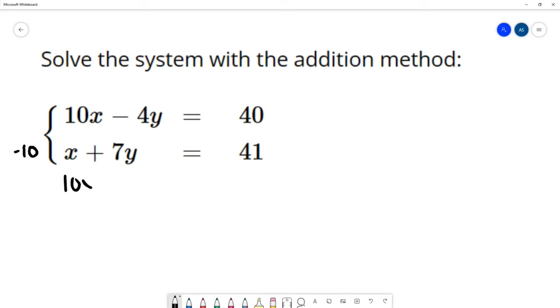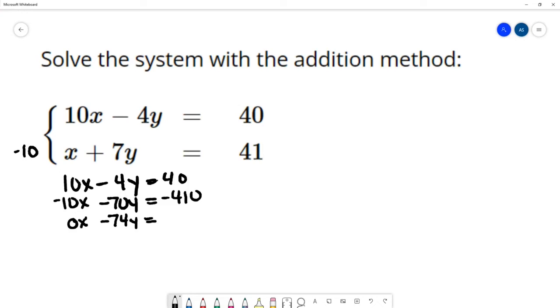The first equation is going to stay the same, 10x minus 4y equals 40. The second equation will multiply every term by that negative 10, and that will give us negative 10x minus 70y equals negative 410. Now we'll add our equations together, adding all those like terms. 10x minus 10x is 0x. Negative 4y minus 70y is negative 74y. 40 minus 410 is negative 370.